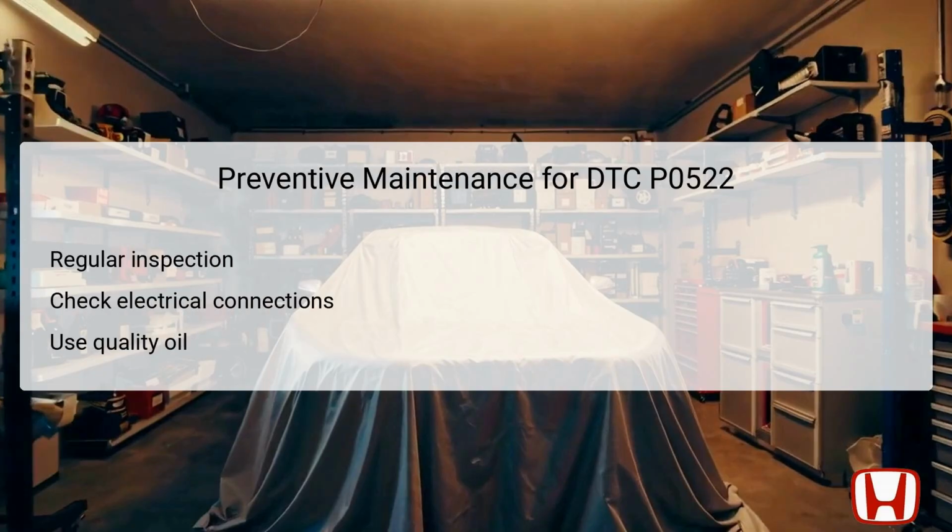Preventive maintenance is vital to avoid recurring issues like DTC P0522 in the future. Regular inspections of engine components, including the rocker arm oil pressure sensor, should be conducted to catch potential problems early. Emphasize checking all electrical connections and terminal integrity regularly.